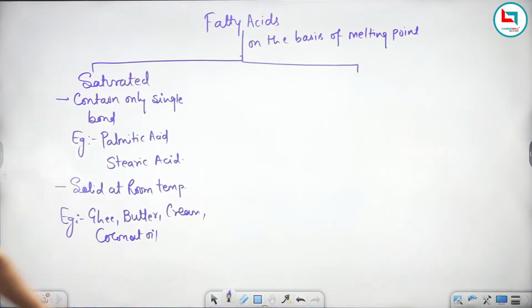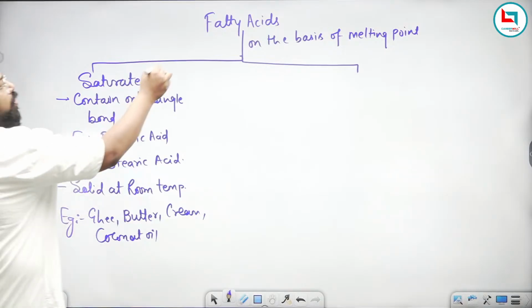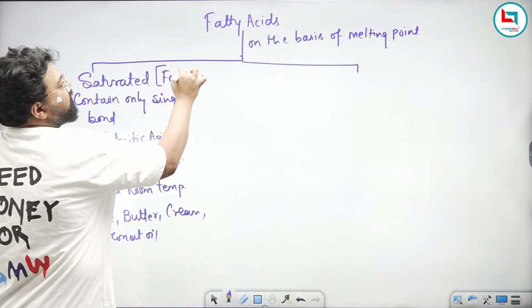Such types of fatty acids which are solid at room temperature are commonly called fats.